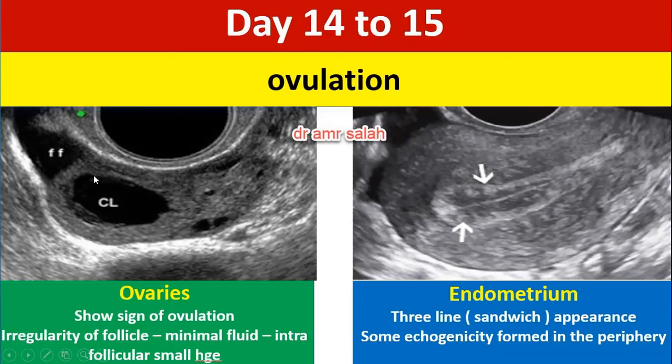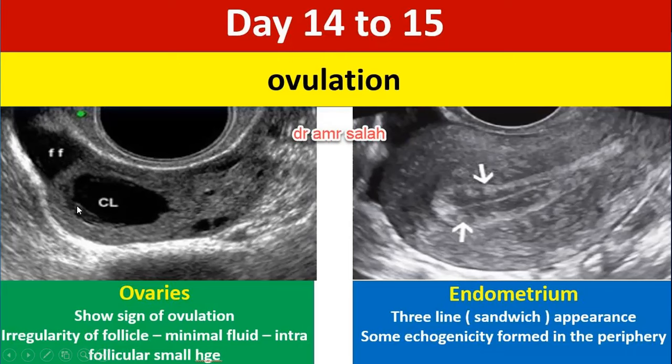The corpus luteum is still not formed. Here, what I see earlier refers to the clots. All right, it will be formed. Okay, here the follicle has ruptured, so it starts to look irregular. This is not the corpus luteum yet, and then there is some free fluid.